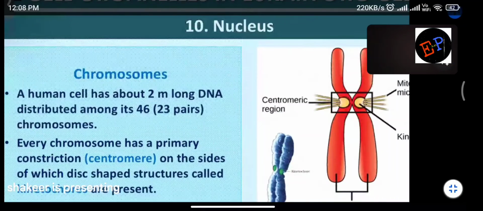Chromosomes. So human cell has about 2 meters long DNA distributed among its 23 pairs of chromosomes. So human cell, each cell has how many chromosomes, ma? 23 pairs are present. It means totally 46 chromosomes are present. Are you able to understand, ma? And this DNA, what is the length of this one? It is approximately 2 meters.